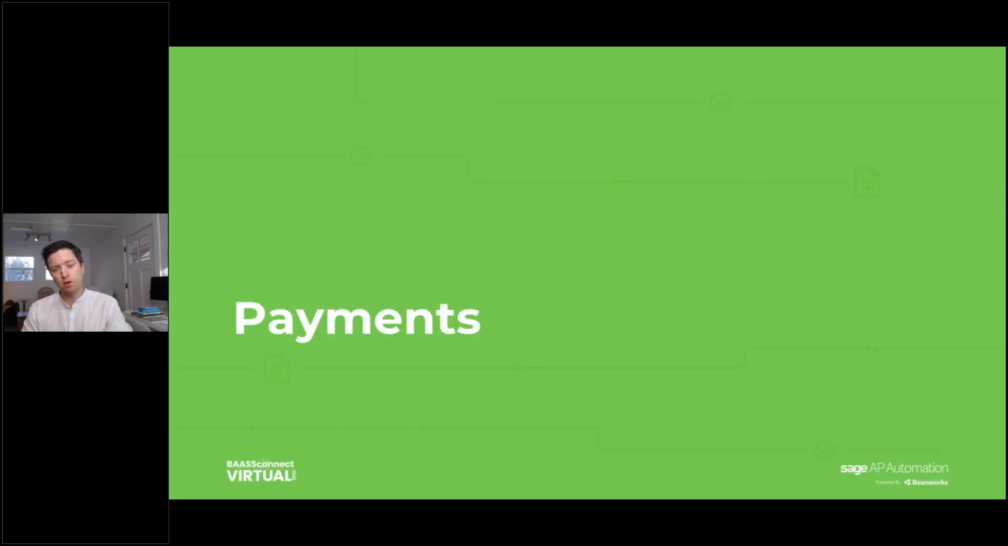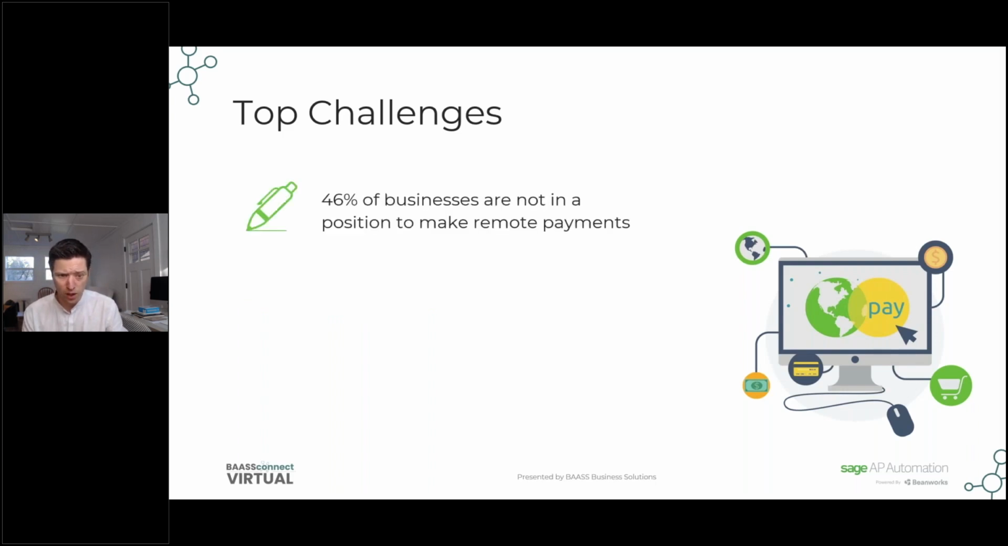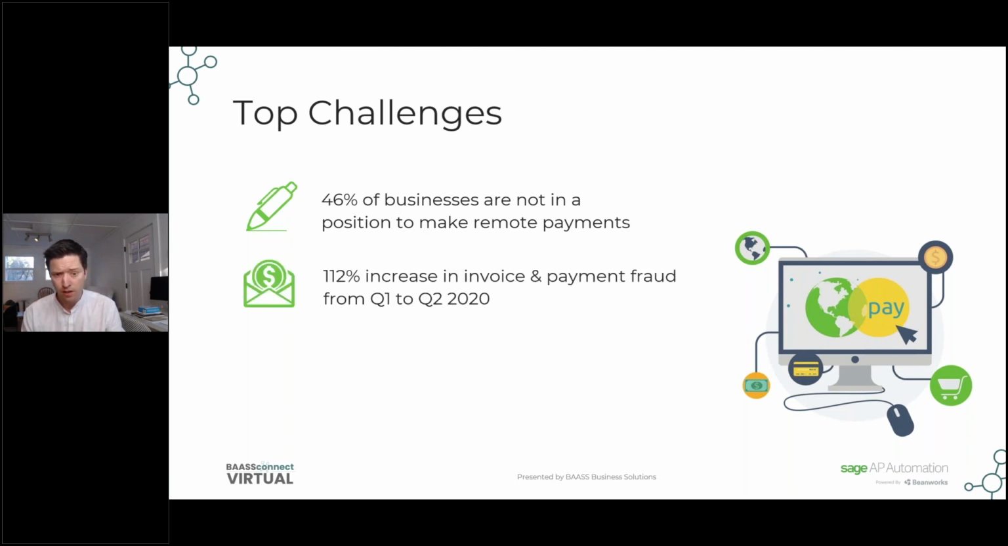Finally, let's move on to the fourth AP workflow, which is payments, and that's also included all within the same platform here. Here are some findings from more recent studies done with finance professionals as well. The first being, with the impact of the pandemic and remote work limitations, 46% of businesses are still not in a position to make remote payments. There's also been a 112% increase in invoice and payment fraud from the first quarter to the second quarter of 2020. We all know what was happening around those dates.